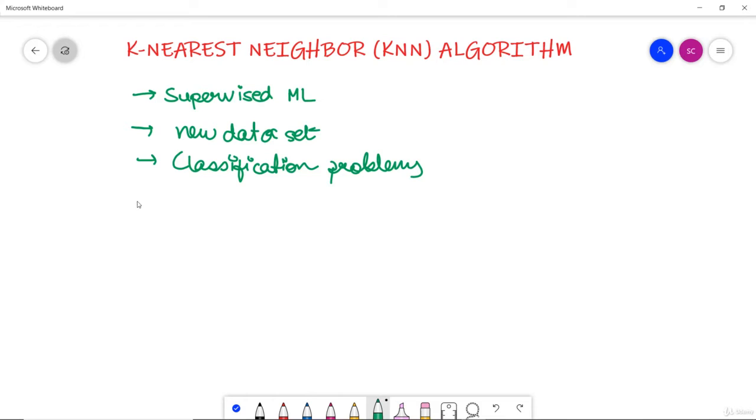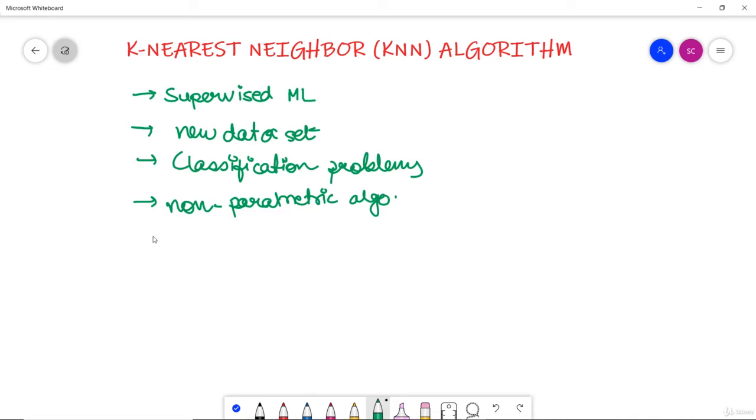KNN is also called a non-parametric algorithm. And why is it said so? Because it does not make any assumption on the underlying data. That means it does not make any assumption on the previous data which is there in the machine.